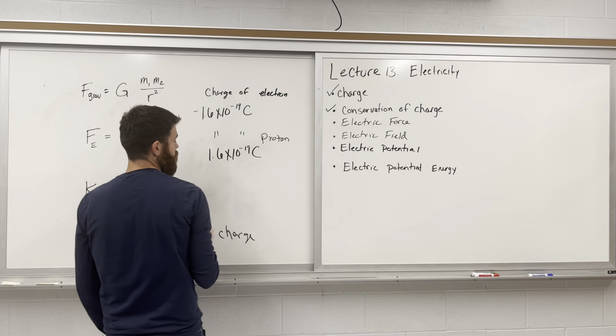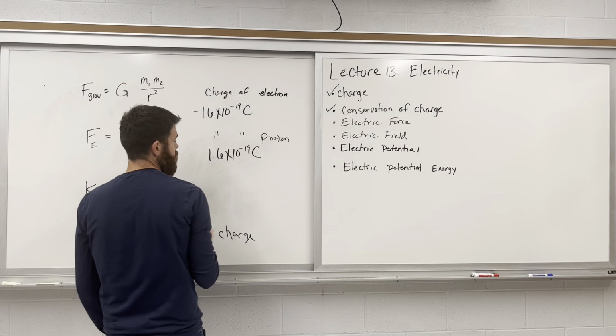And actually it has it in the textbook here that it would take 6.25 times 10 to the 18 electrons or protons to have enough charge for 1 coulomb of charge. So 1 coulomb of charge is a lot of charge. So that's the definition of a coulomb.